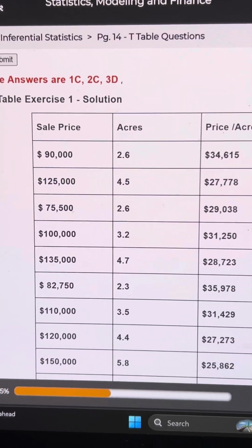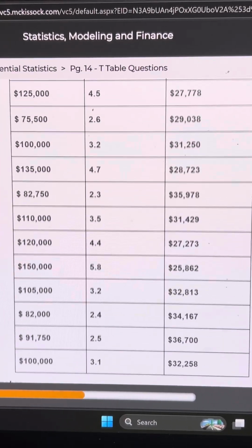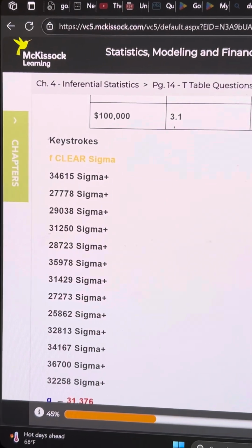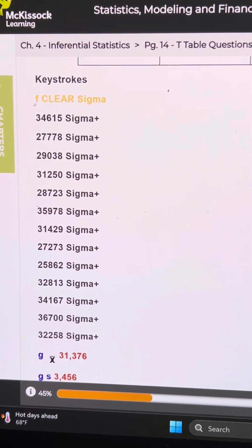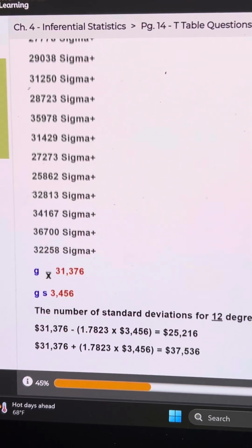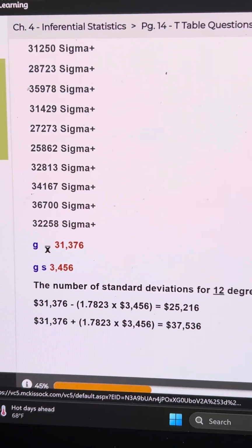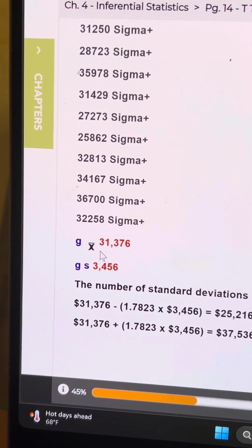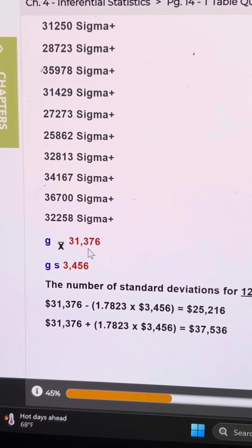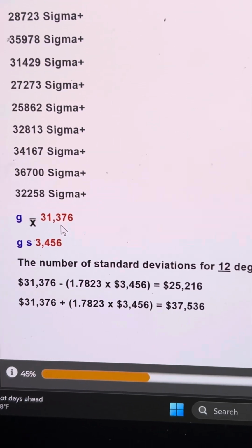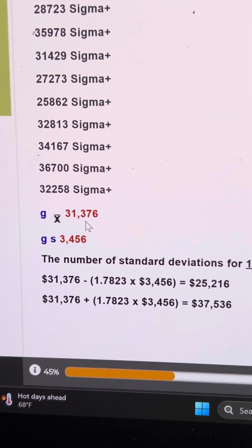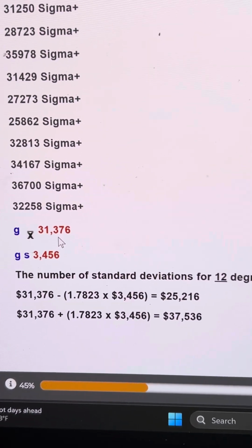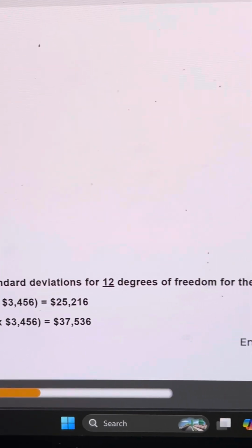T-table exercise number 1 solution. The keystrokes are F, clear, sigma. You have to enter in all the numbers with the sigma plus button, into the registers. You press the blue Shift G and you hit the X bar and it kicks you out to $31,376. Then you hit the Shift G button and the S button and it gives you $3,456 for the standard deviation. Use 12 degrees of freedom.